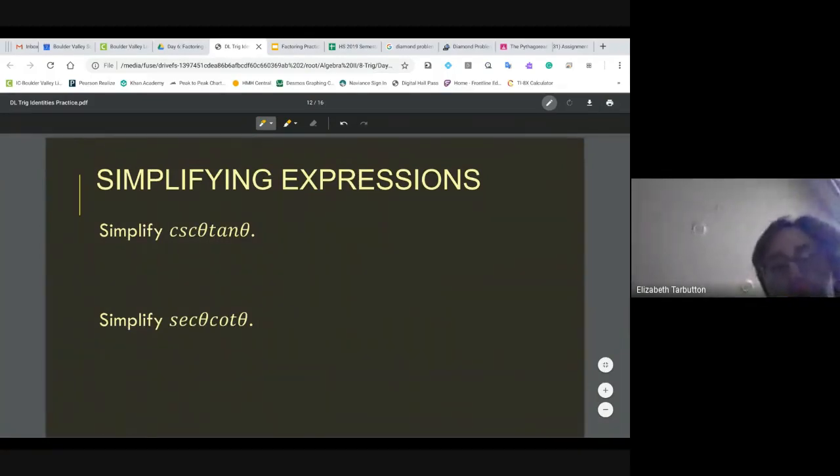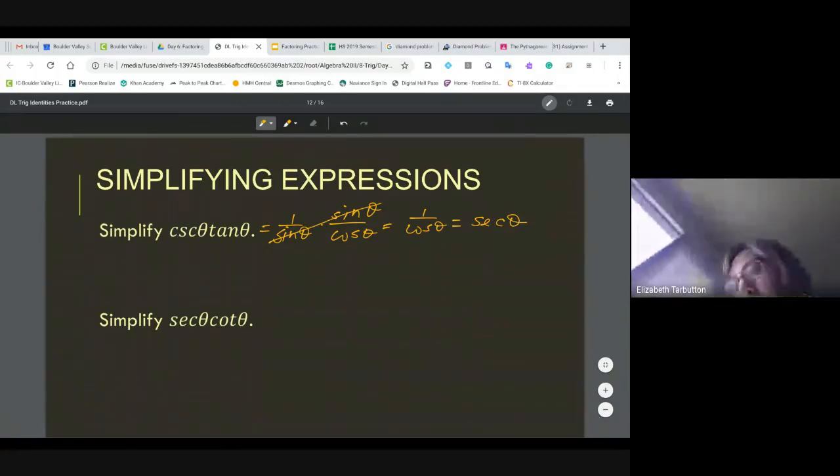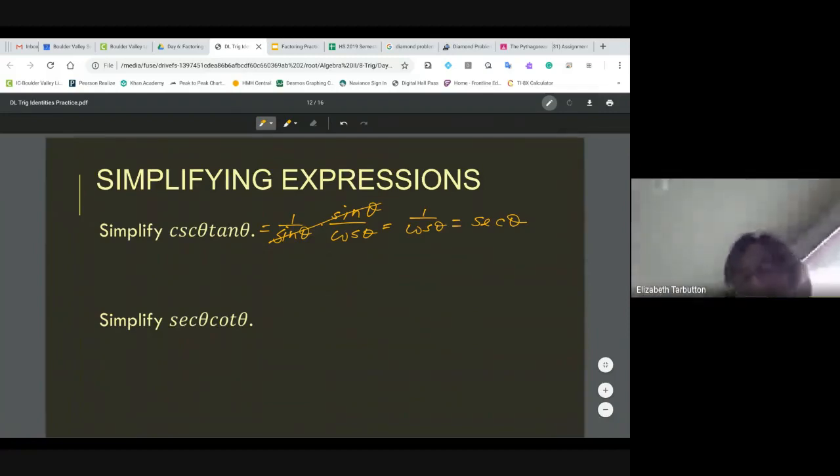So let me go ahead and show you how I might do this first one where I have cosecant theta times tan theta. Well, I know that cosecant theta is 1 over sine theta. And I know that tangent theta is sine theta over cosine theta. You can hear Pearl in the background. When I multiply these two rational expressions, I get 1 over cosine theta, which I know is secant theta. And so that would be our simplified version of that expression.